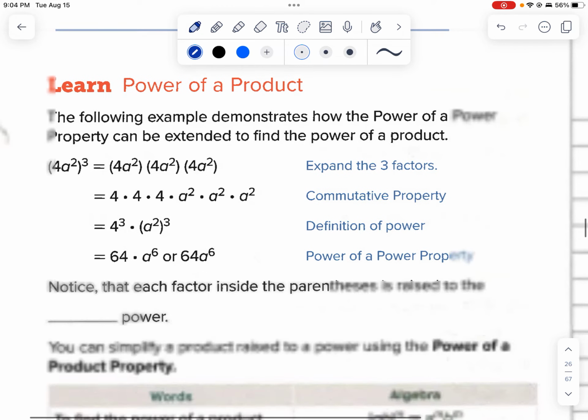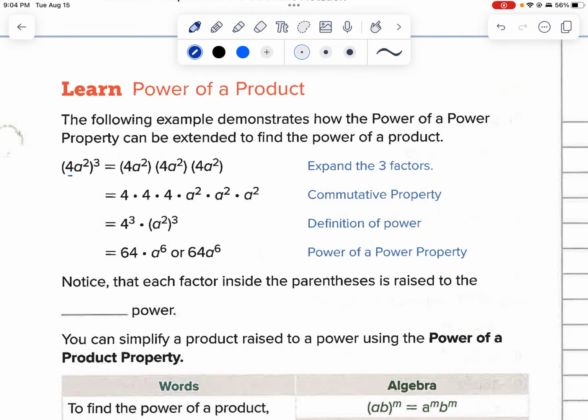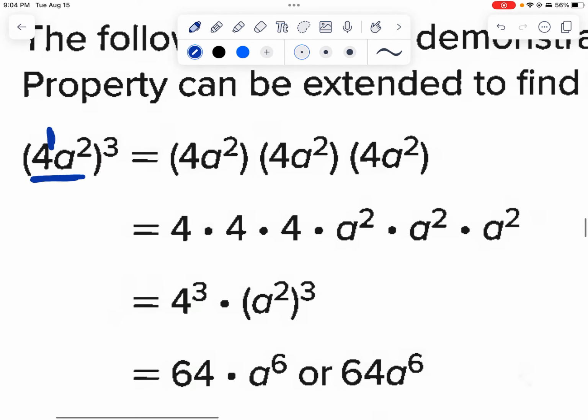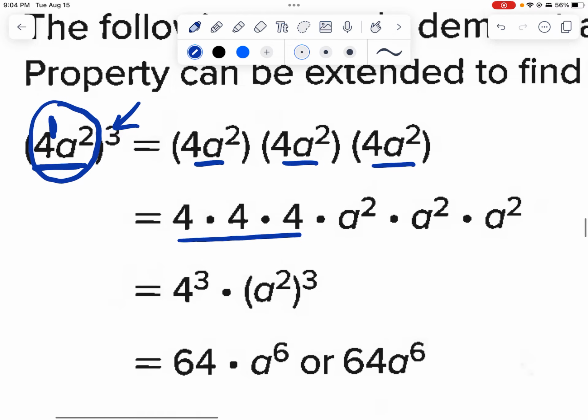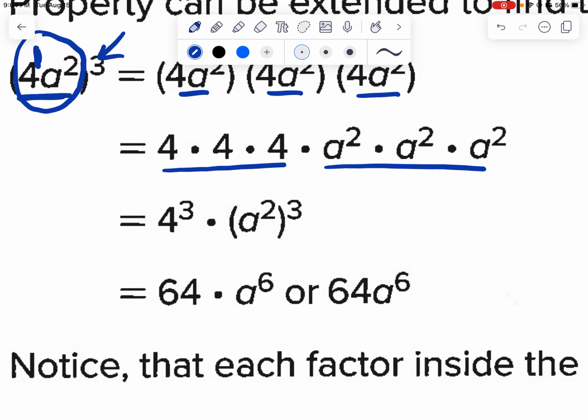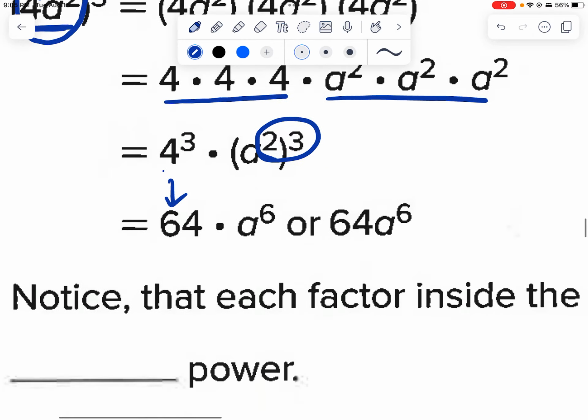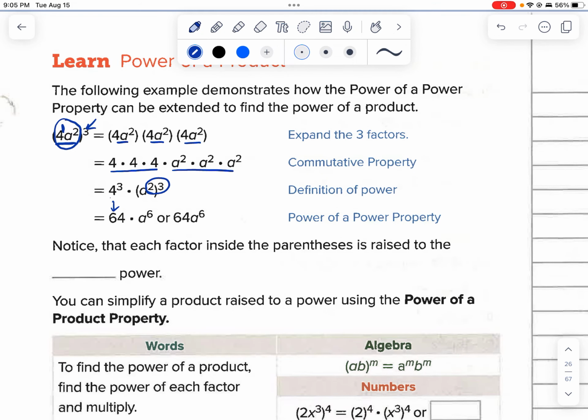Now, sometimes though, we have two bases inside. Remember, there's an invisible 1 right here. Just want to make sure you understand that. So, inside the parentheses, we have 4a squared, 4a squared, 4a squared, because it said to write it out 3 times. I look right here, I have 3 4s, and I have 3a squareds. So 4 to the 3rd power is 64. I multiply these two exponents, and I get 6. So it's 64a to the 6th. Notice that each factor inside the parentheses is raised to the outside power.